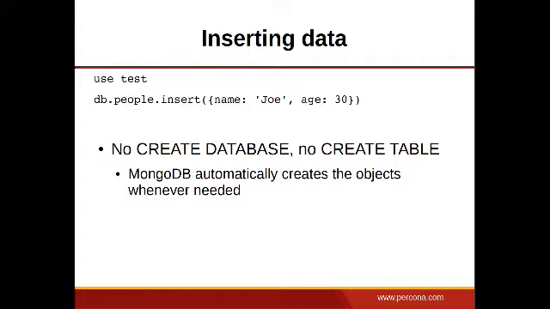One interesting thing is that we don't have to specify a create database. We typed use test, and if the database doesn't exist, that's not an issue. It will be created for you. Then we run db.people.insert. If the people table, so the people collection, doesn't exist, it's not an issue. MongoDB will create that for you. So MongoDB is, well, let's say, nice with you. It will create the missing objects for you.